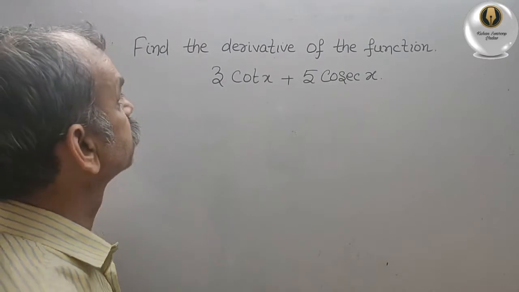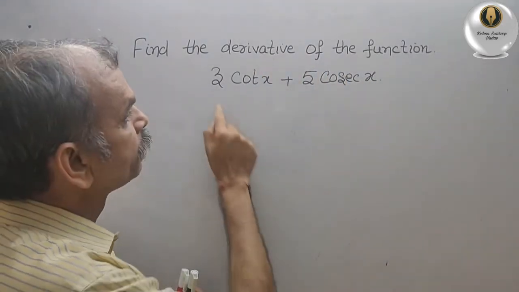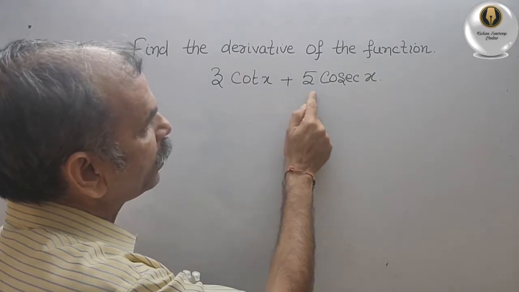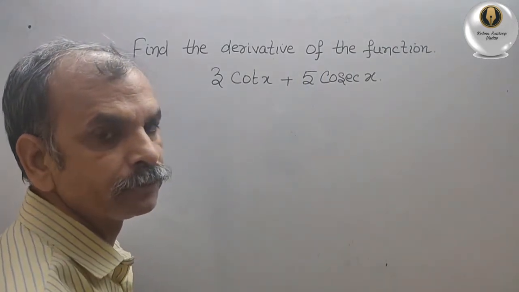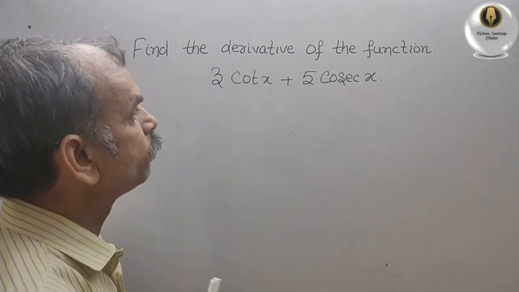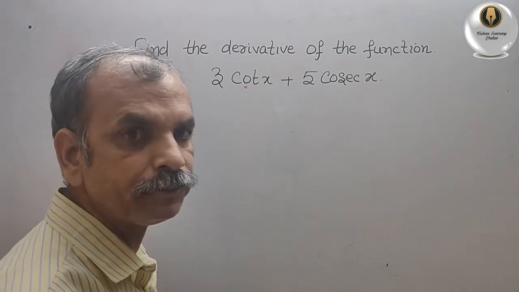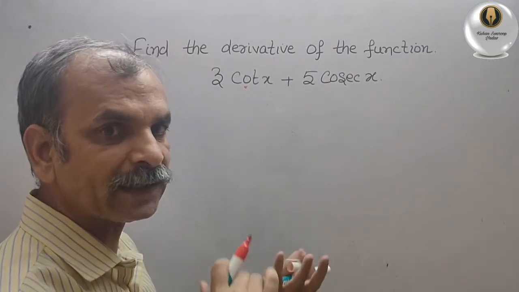Your question is to find the derivative of the function. What they have given is 3 cot x plus 5 cosec x. Now first we simplify it. So what is cot x? Cot x is cos x by sin x.